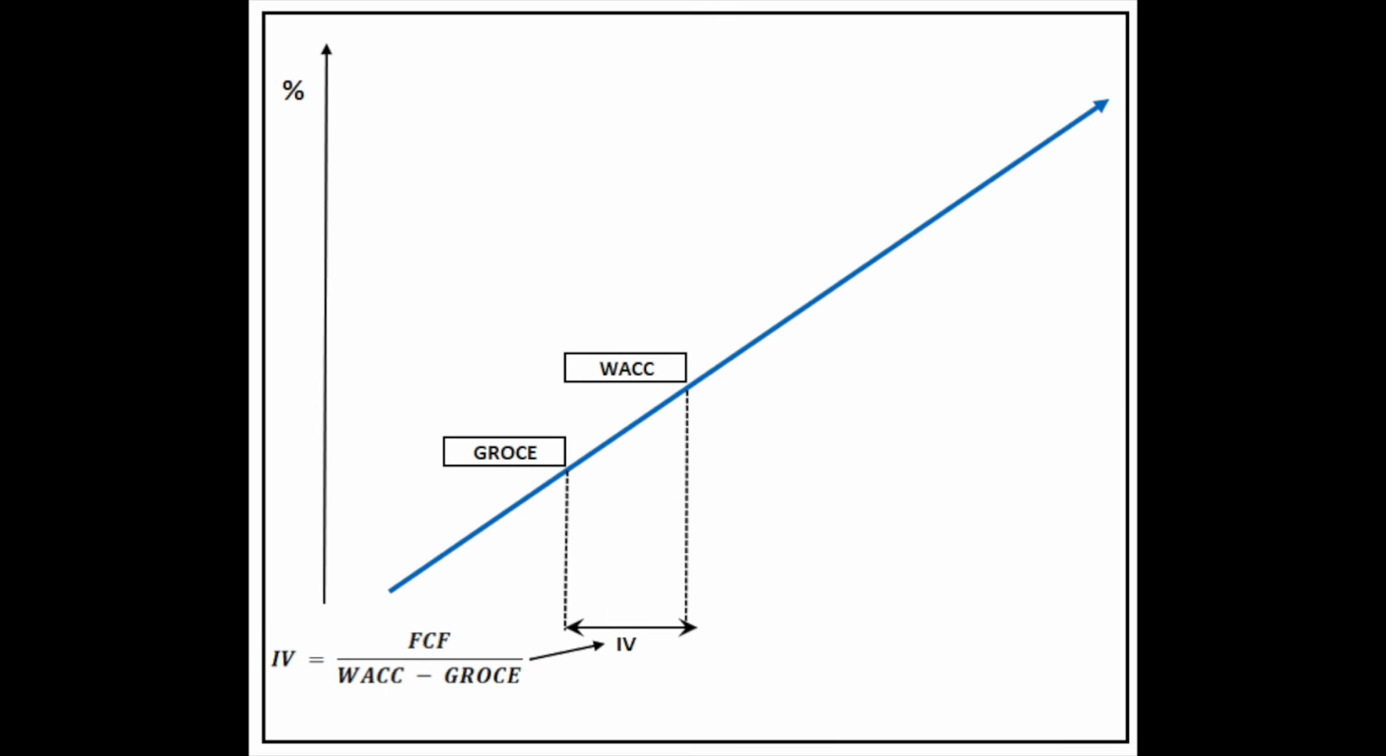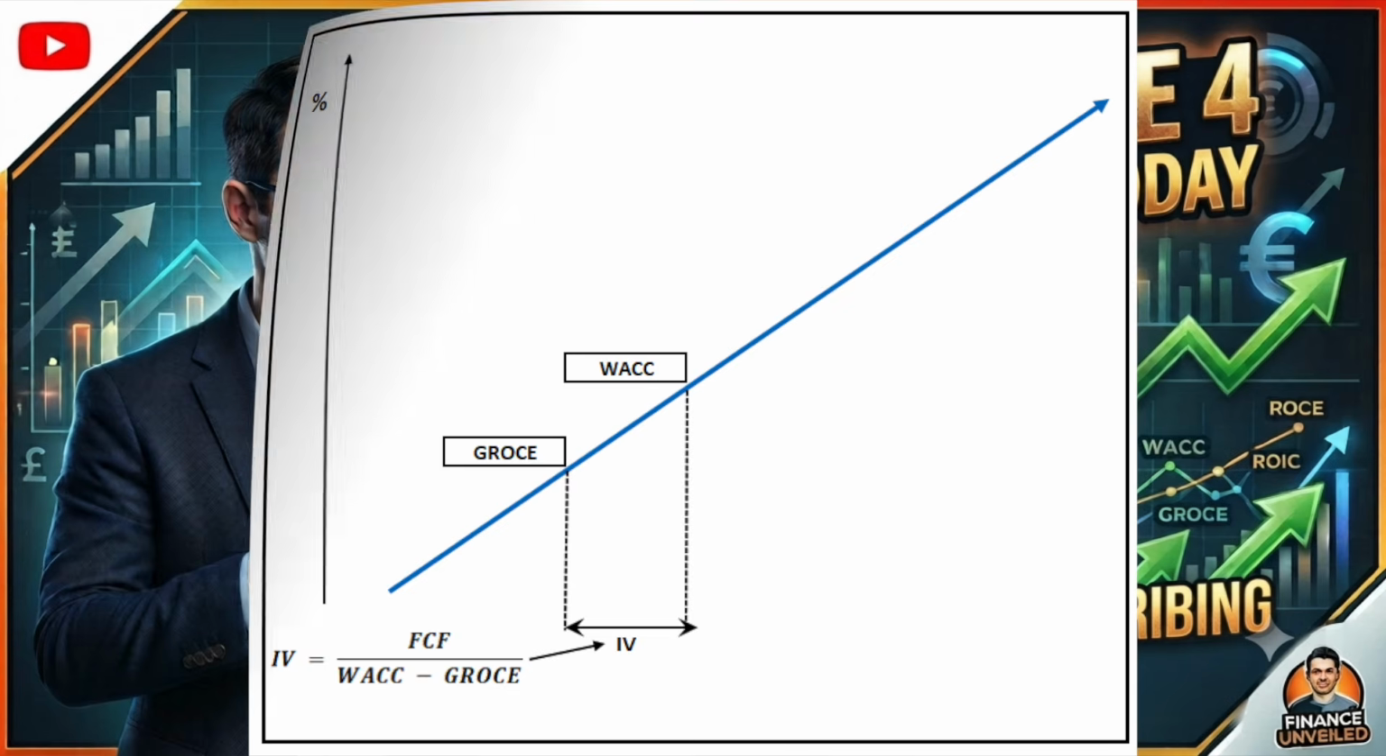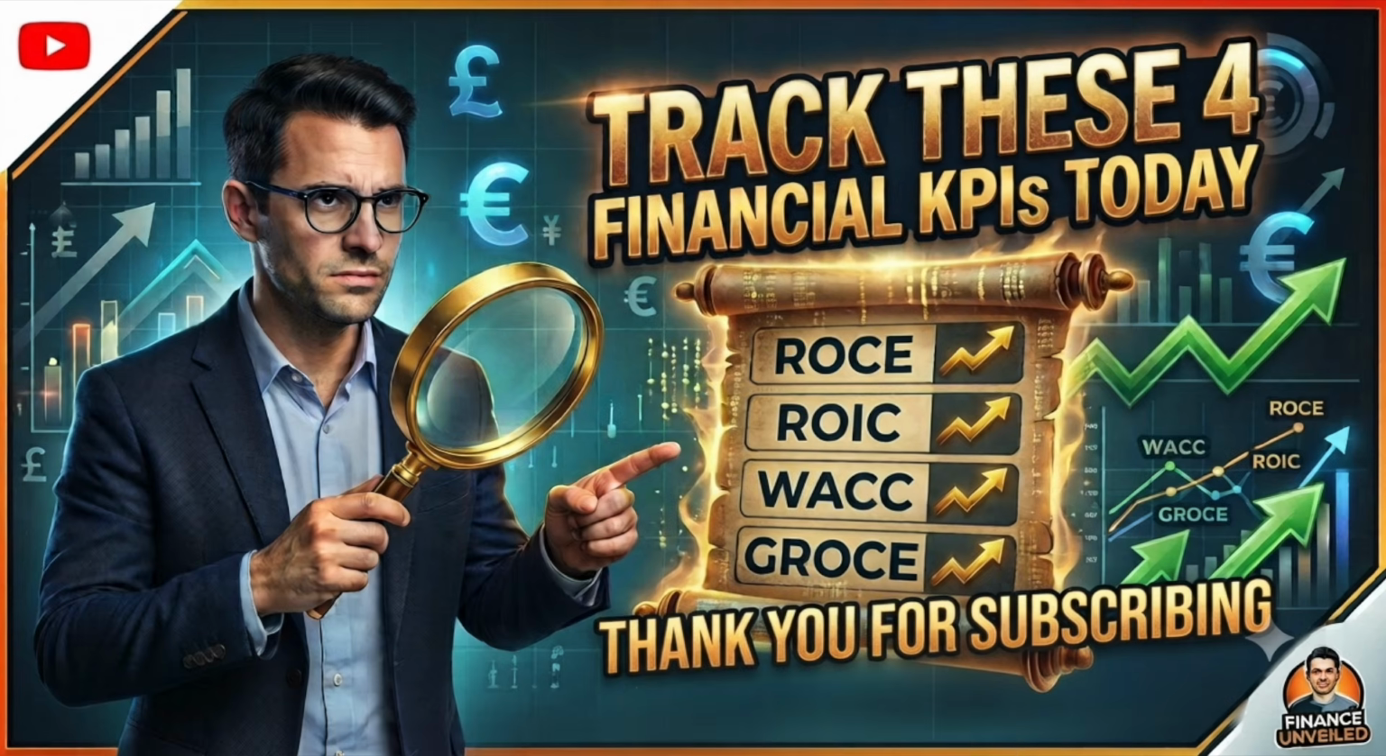For those who are averse to math, the important point to remember is that the intrinsic method's denominator depends on the spread between WACC and GROCE. And now we come to the fundamental part of this video: how to rank the 4 KPIs and what the effective spreads are that will ensure optimal financial management for your business.